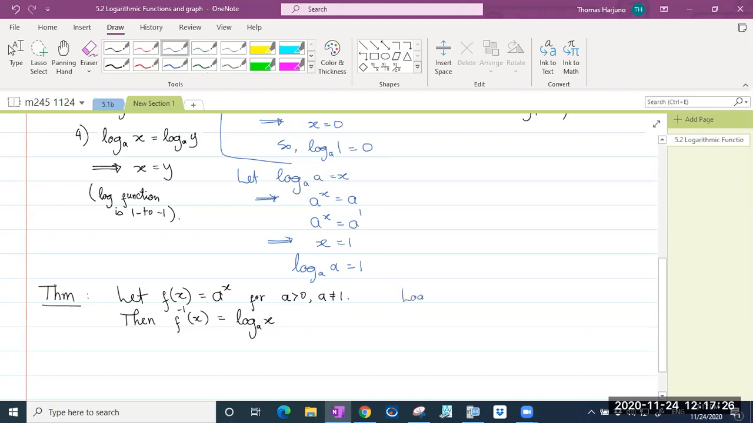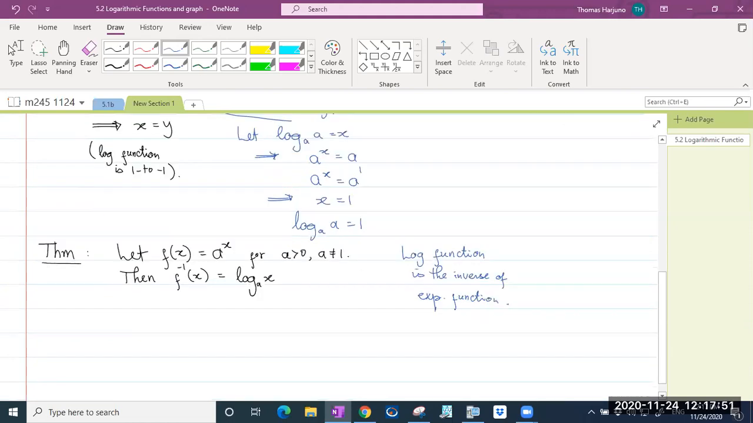Log function is the inverse of exponential function. Okay, I will show you the work after this, the proof after this. But what I want to say is the following. We have learned earlier that exponential function is one to one.